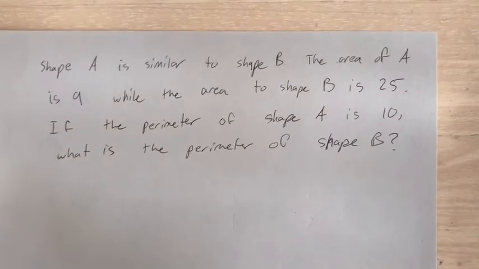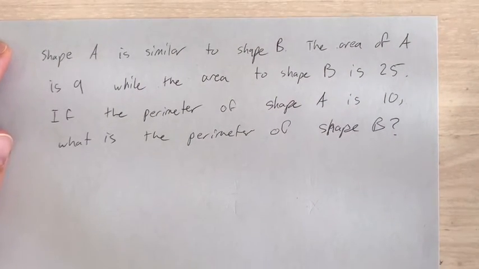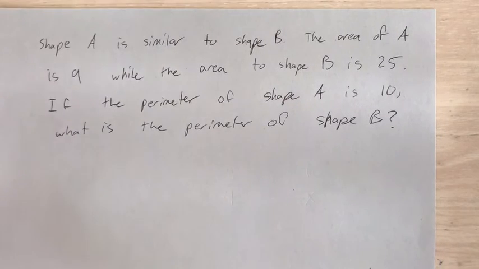Let's keep going. Got 2 more here. Shape A is similar to shape B. The area of A is 9, while the area of B is 25. If the perimeter of shape A is 10, what is the perimeter of shape B?